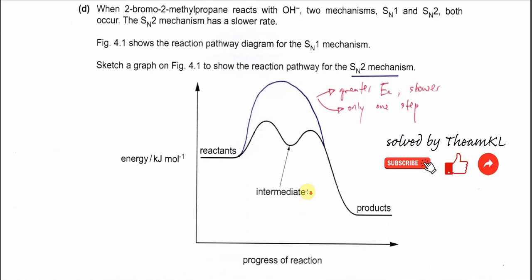Okay, part D. When 2-bromo-2-methylpropane reacts with hydroxide, two mechanisms SN1 and SN2 both will occur. The SN2 mechanism is slower in rate. Okay, so why is SN2 slower in rate?